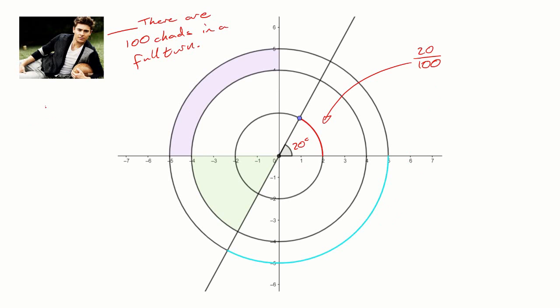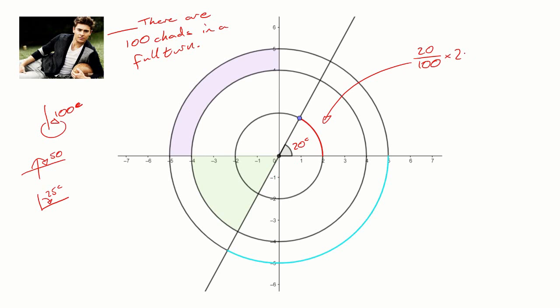If there are 100 chads all the way round, then there will be 50 chads in a half turn and 25 chads in a right angle. And you can use that to figure that angle there. If you haven't got it all, again, pause the video now. All right, we've got some answers coming up.